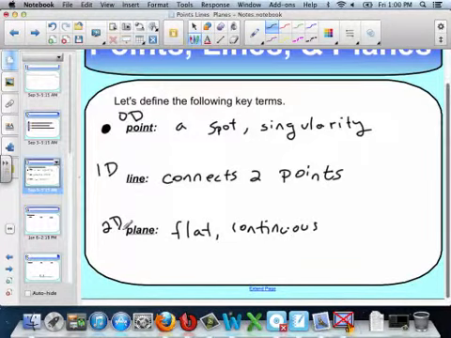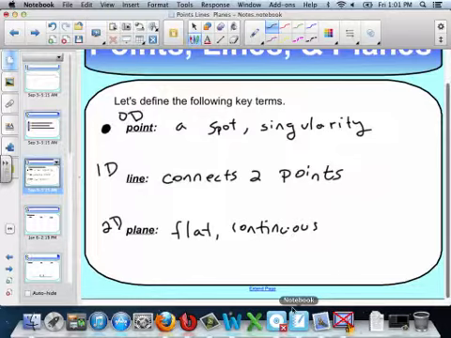Okay, now here's the question. How many points does it take to make a line? So how many lines does it take to make a plane? Here's one line. Does that make a plane? No. So you need to have at least two lines. And if I have my two lines, I now have the infinite plane in between them.